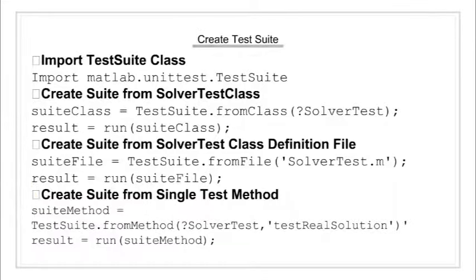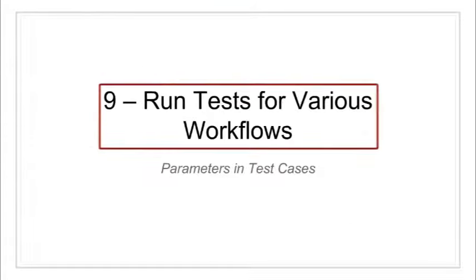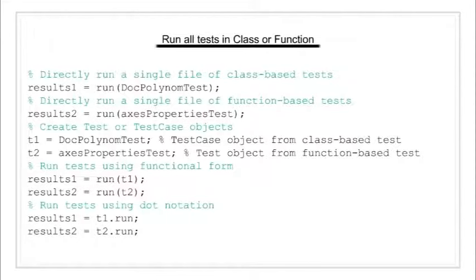In this 9th section, I am going to explore and summarize various ways tests can be run. First is running all tests in a class or function. Here, using the run method of the test case class, you can directly run tests contained in a single test file.